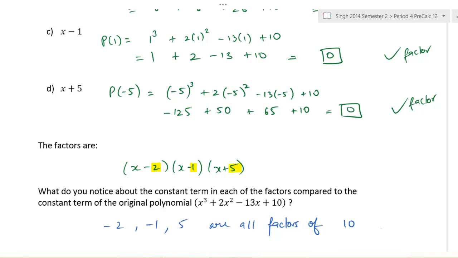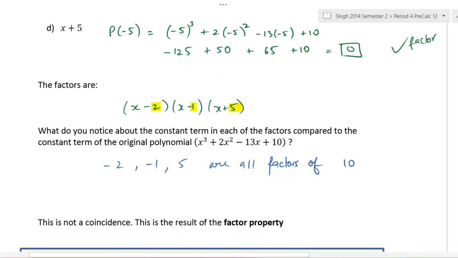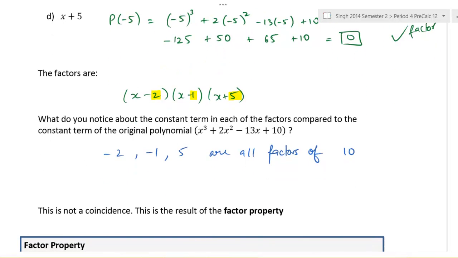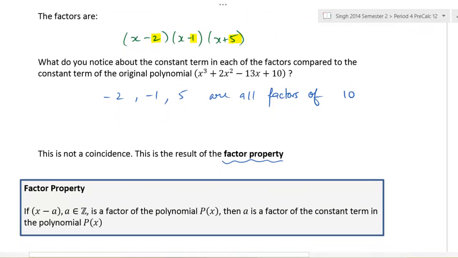And in fact, it's this observation right here that gives us the information that we're looking for. And this is not a coincidence. This is in fact the result of something called the factor property. And here's what the factor property says. The factor property says if x minus a is a factor of a polynomial p of x, then the a value of each of those factors is going to be itself a factor of the constant term of the polynomial.